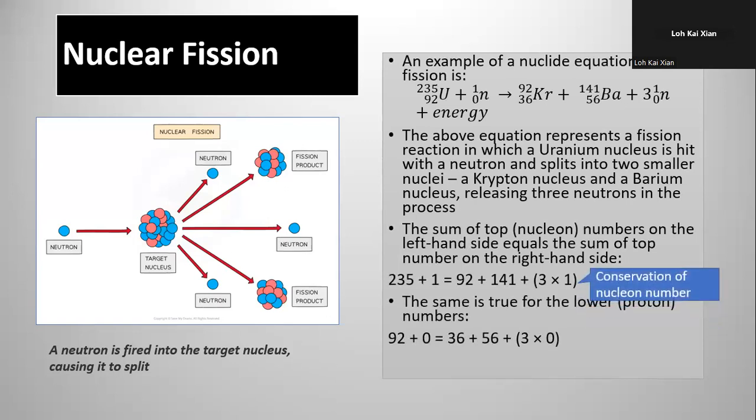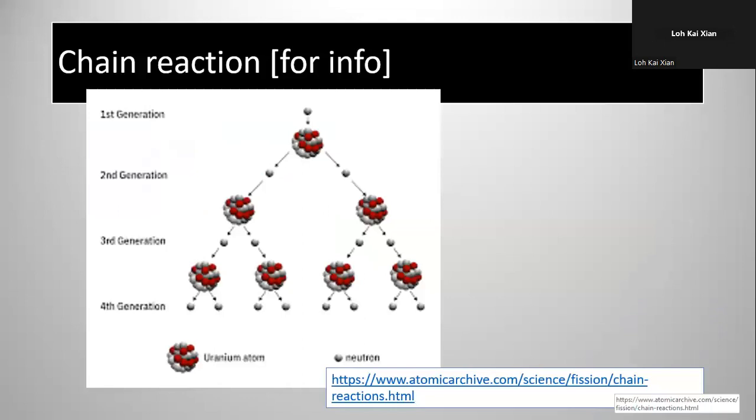This is called conservation of nucleon number. This is called conservation of charge. This is for info only. As I said, the textbook puts extra info for those students who are curious.